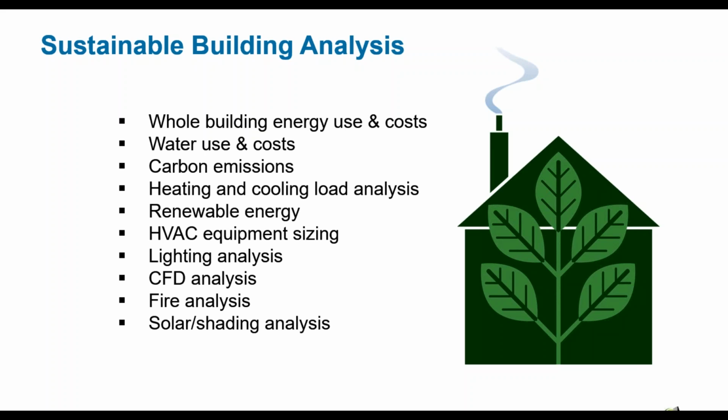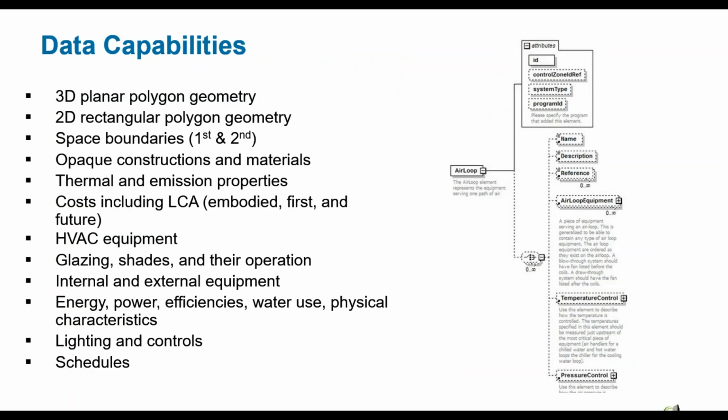And these are the types of analysis, the types of information that is stored in gbXML that allows for this type of analysis, including whole building energy analysis, water use, carbon emission, heating and cooling load, HVAC load calcs, renewable energy, HVAC equipment sizing, and you can read the rest here. And there's more than just this list here. So the information in the gbXML file can be utilized in a wide variety of tools that perform this type of analysis.